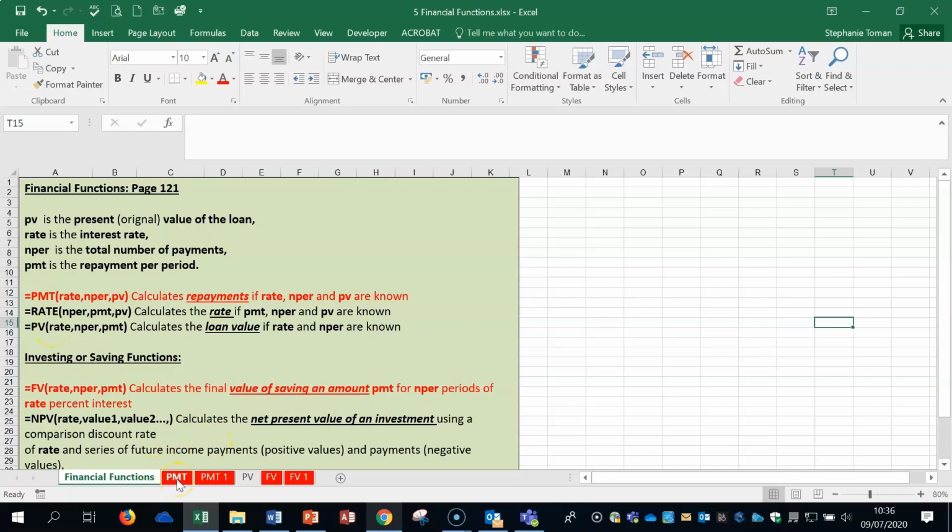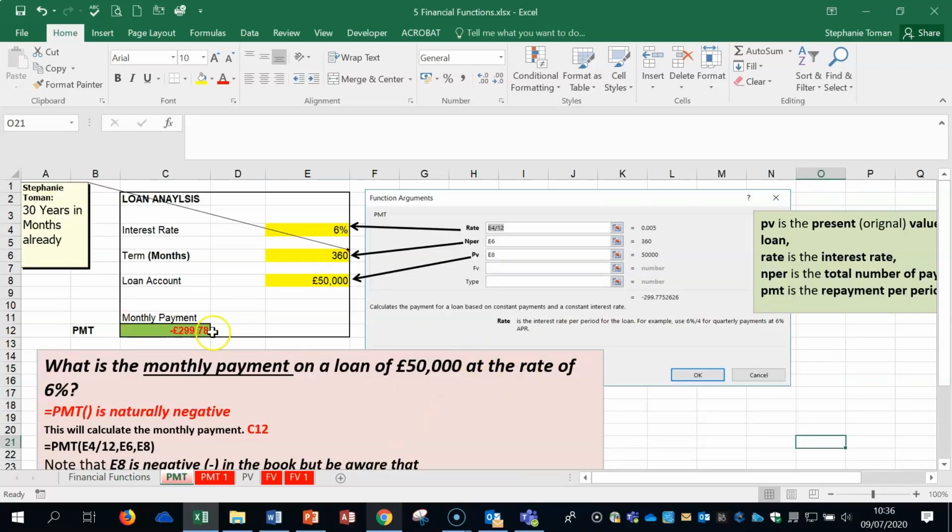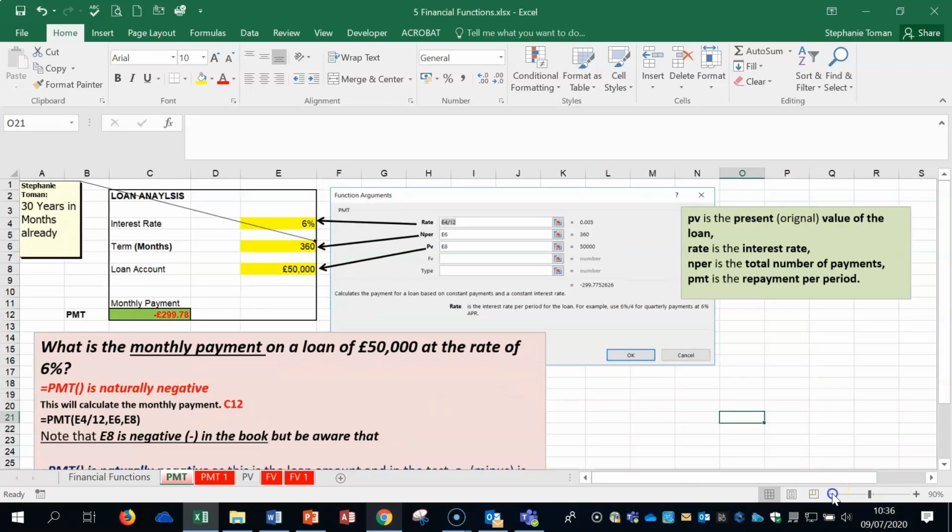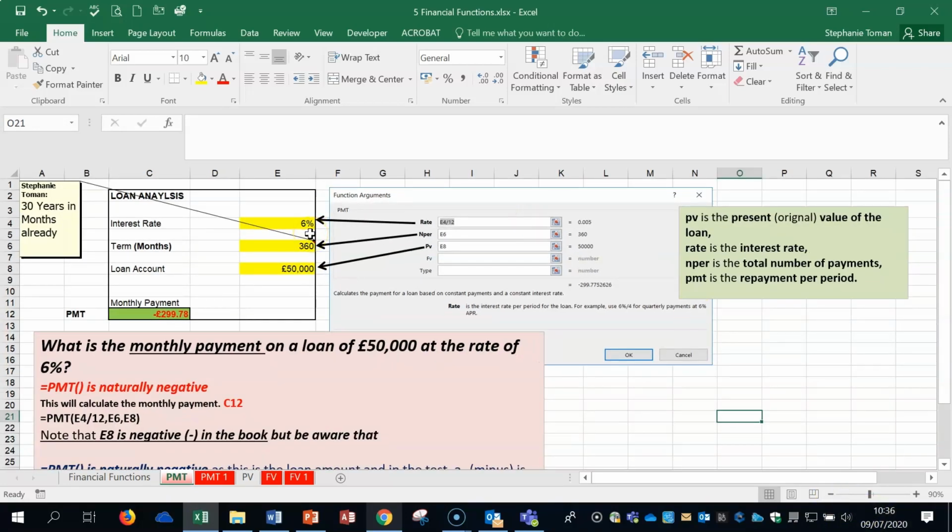If we go to the first example, the PMT, I've made these quite visual. Not too much, I hope, but it gives you an idea of what's going on and what to look out for. So this is: what is the monthly payment on a loan of £50,000 at the rate of 6%? High interest rate, yeah. What I've done is I've done it visually, as in I've given you the function that you're going to use, which is PMT, monthly function.